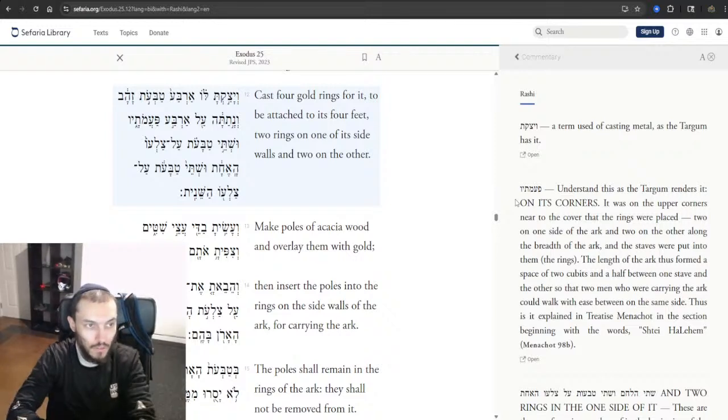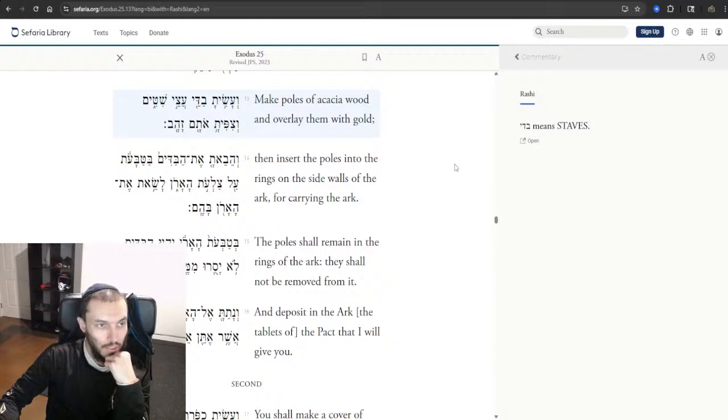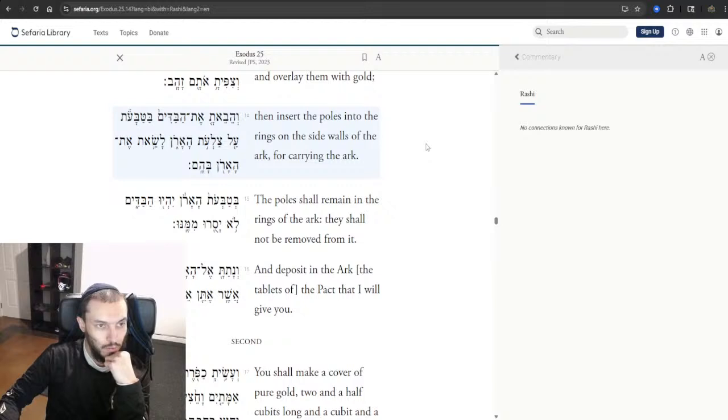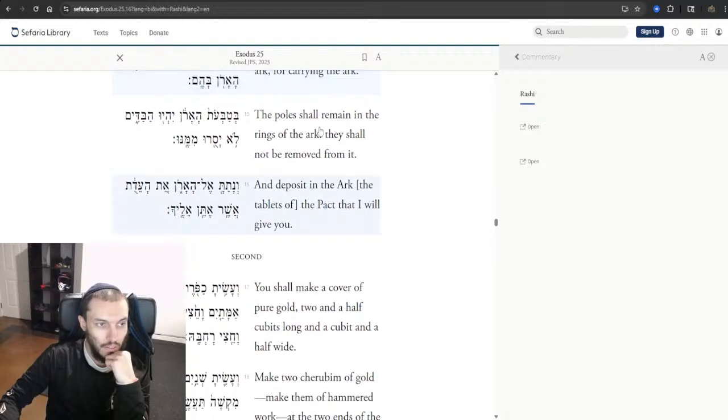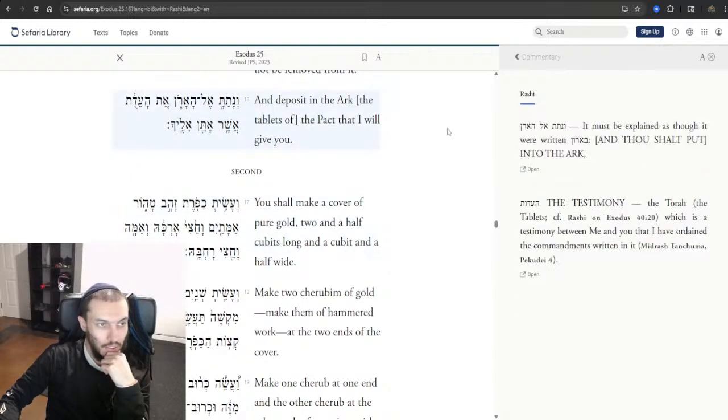Cast 4 gold rings for it to be attached to its 4 feet, 2 rings on one of its side walls and 2 on the other. Make poles of acacia wood and overlay them with gold. Then insert the poles into the rings on the side walls of the ark for carrying the ark. The poles shall remain in the rings of the ark. They shall not be removed from it. And deposit in the ark the tables of the pact that I will give you.